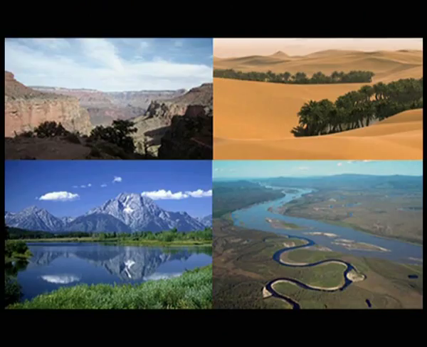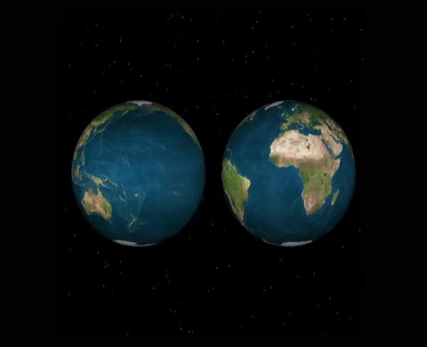Most of the land masses are distributed in the northern hemisphere, known as the land hemisphere, whereas water bodies are concentrated in the southern part of the hemisphere, which is known as the water hemisphere.